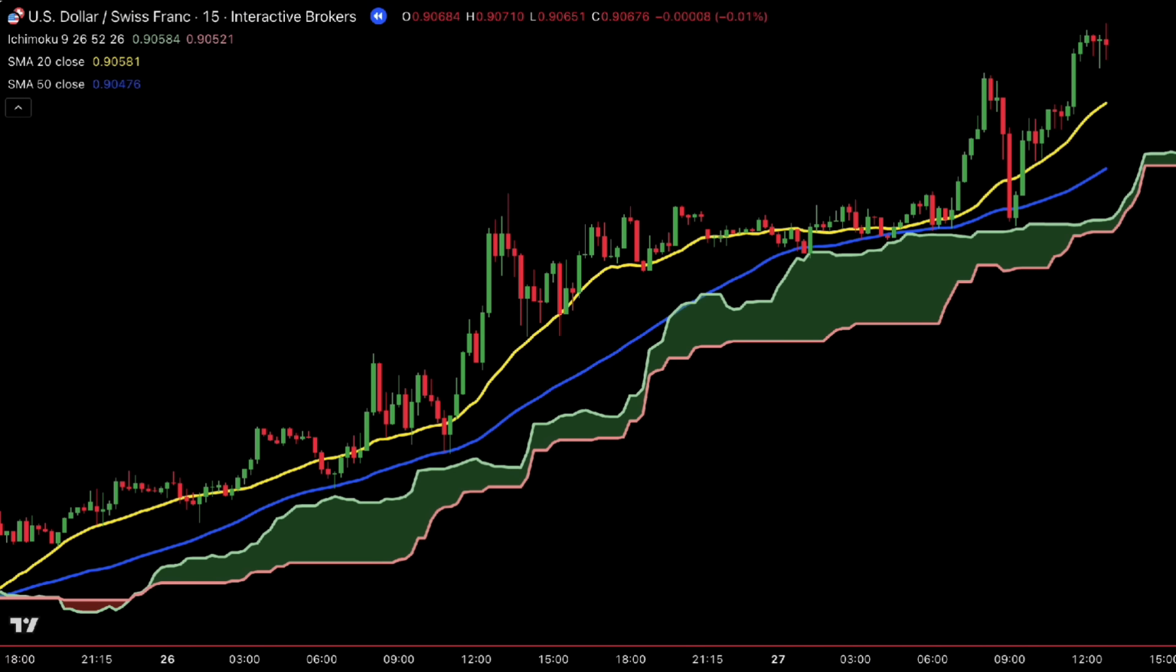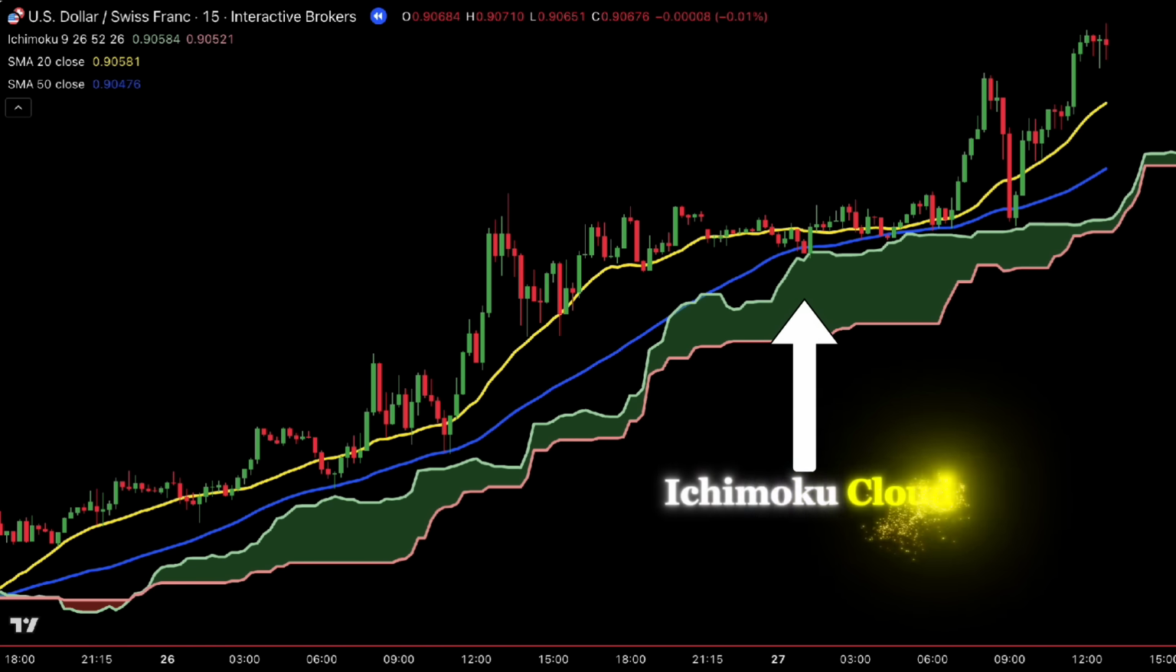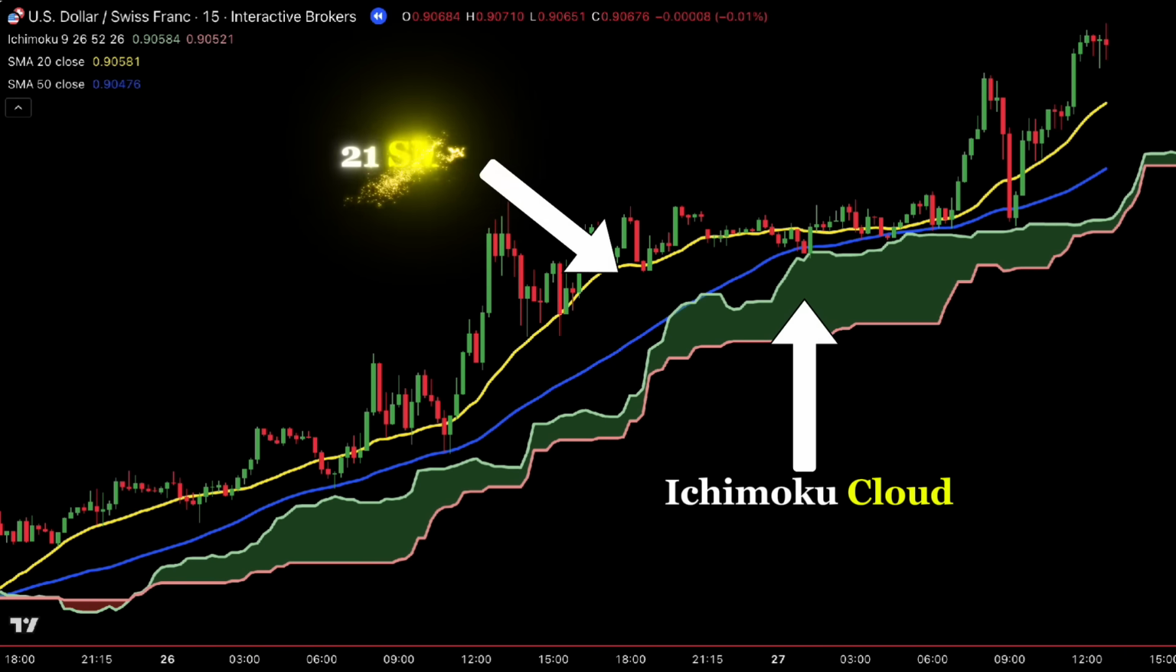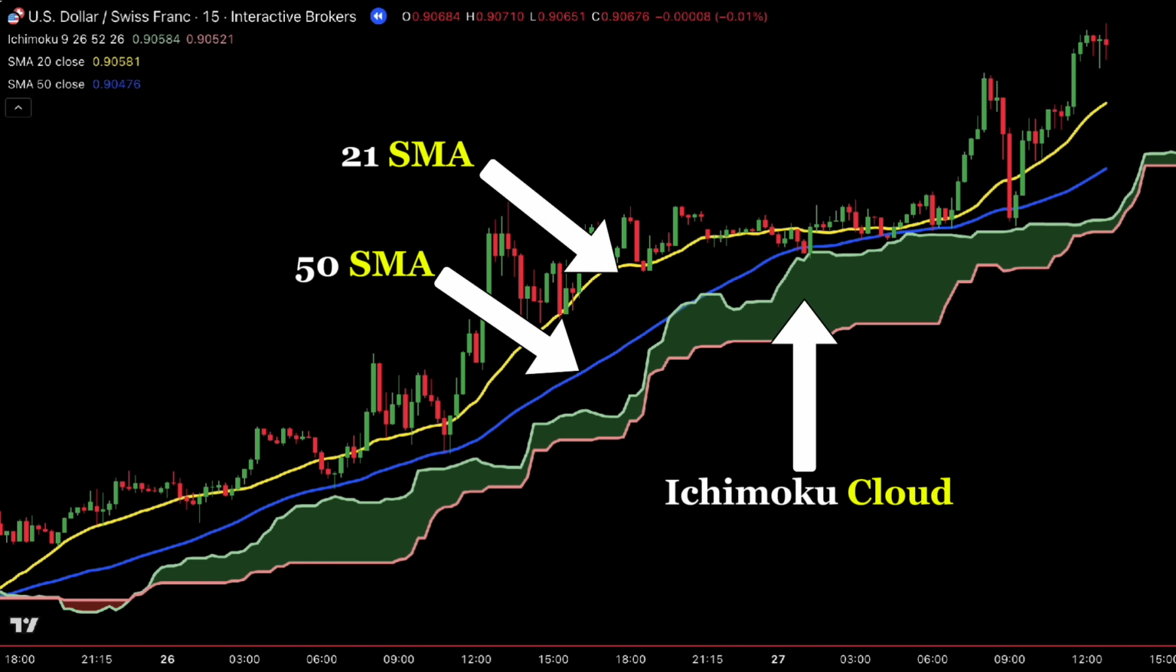Now let's flip the script and look at the same strategy, but this time in a bullish market. The concept is identical, the only thing that changes is the direction. The Ichimoku Cloud still gives us the trend, the 21 and 50 simple moving averages still give us the dynamic entry zones, and candlestick patterns still give us the signal, but instead of looking for rejections from above, we're now watching for bounces from below.